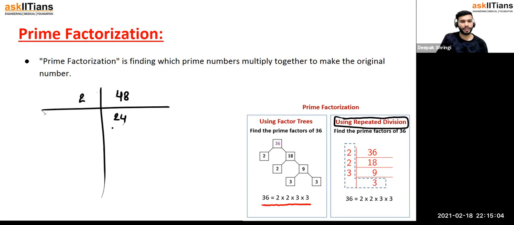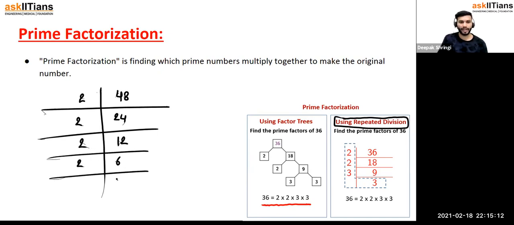24. Then 24 is again divisible by 2, so what do I get? 12. 12 is again divisible by 2, what do I get? 6. Again divisible by 2, and I get 3. Now 3 is not divisible by 2, so after 2, what is the next prime number? It's 3, and 3 is divisible by 3, so 3 by 3 would be 1. So basically you can write 48 as 2 into 2 into 2 into 2 into 3.